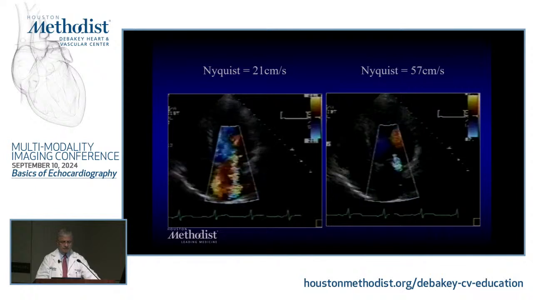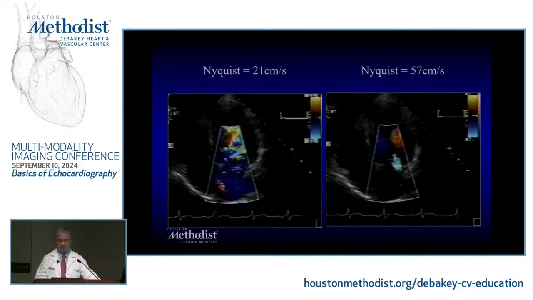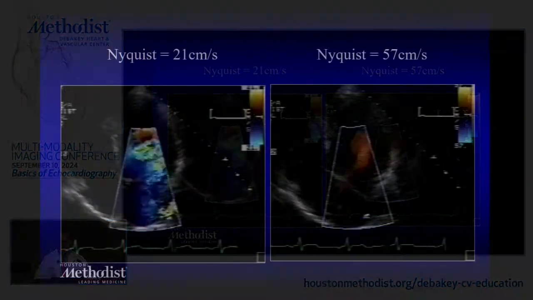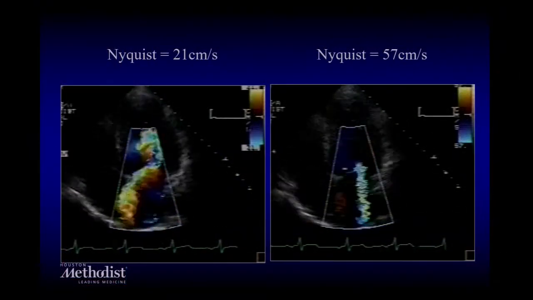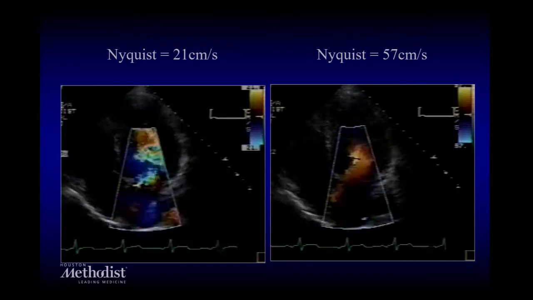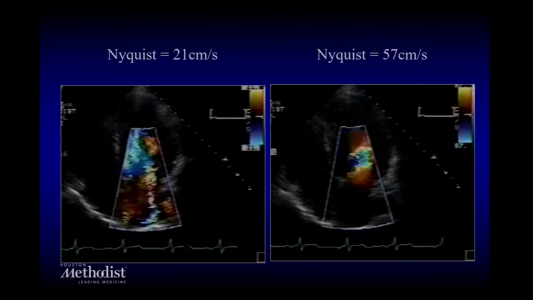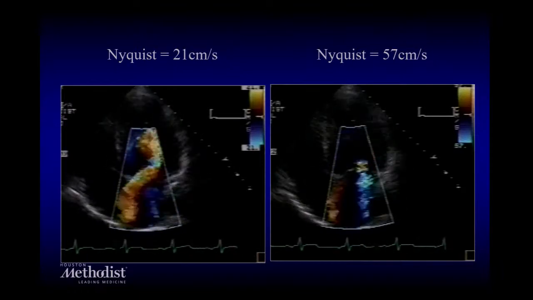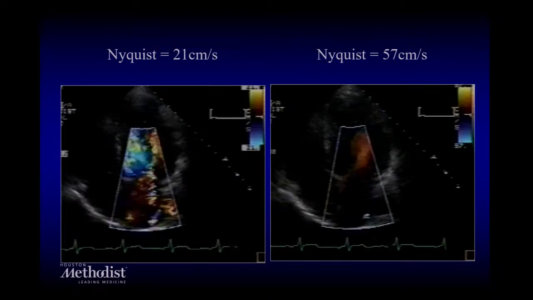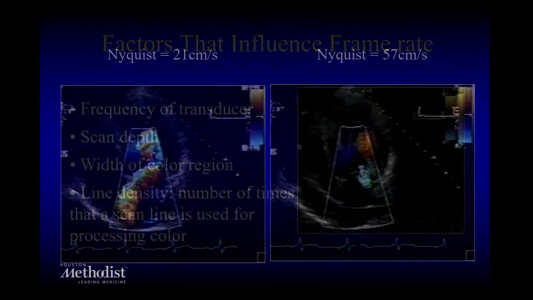So this is a mitral regurgitation at a Nyquist limit of 21. Very low Nyquist limit. Nyquist limit should be closer to 50, 60, or 70. Same patient with a Nyquist limit of 57. Mitral regurg looks much less impressive than the first one. Because, again, you're emphasizing the lower velocity, any little extra, and to the eye, the mitral regurgitation will look much more impressive.